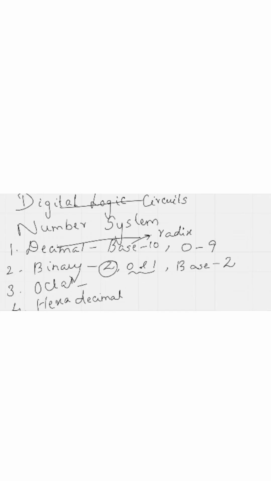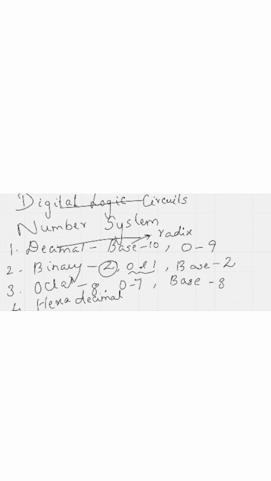Octal means it represents the number 8. So this number system has totally 8 numbers, ranging from 0 to 7. So the base value of this number system is nothing but 8.